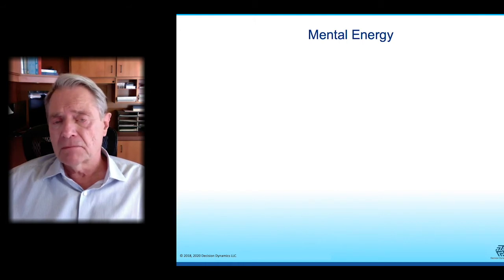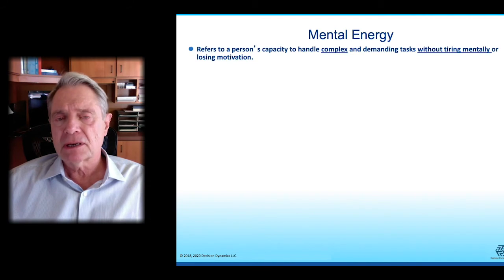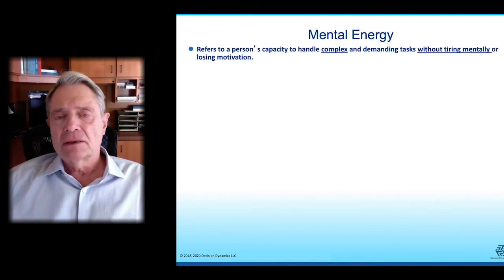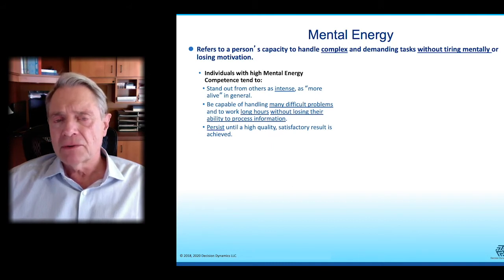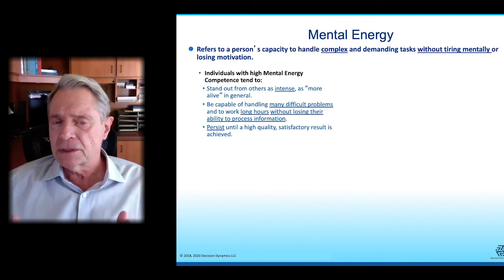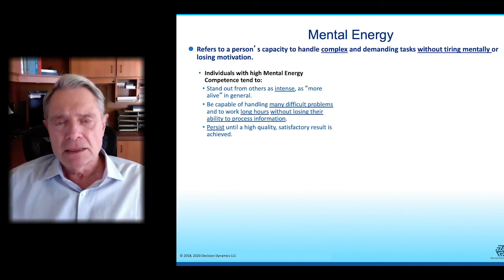So when I say mental energy as an emotional competency, I'm talking about a person's capacity to handle complex and demanding tasks over a long period of time without tiring, without losing motivation. So individuals with high mental energy tend to stand out from other people as more intense, more alive even. They walk into a room, it isn't long before they're noticed. They just tend to exude more energy, more intensity.